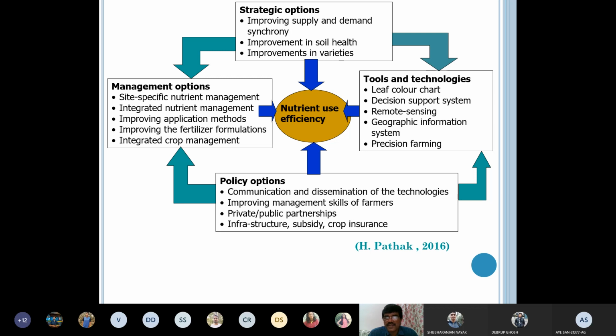Policy options are also there. Communication and dissemination of the technologies. This is important. Lot of information is already available, but it is not reaching the farmer. That is important. Improving management skills of the farmers, private-public partnership, and so on.